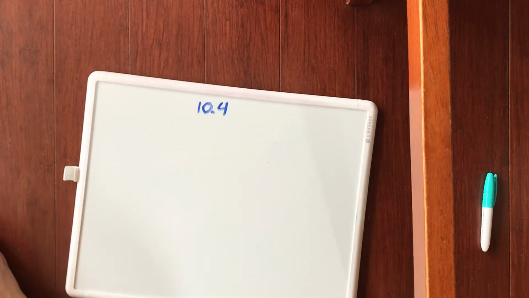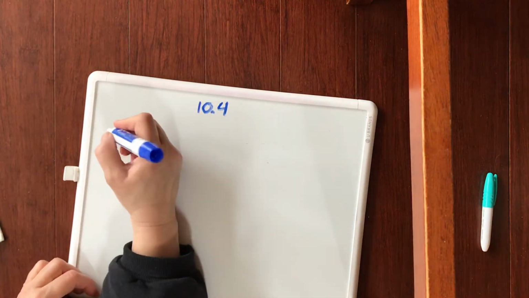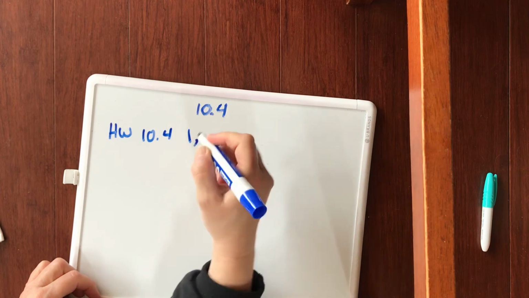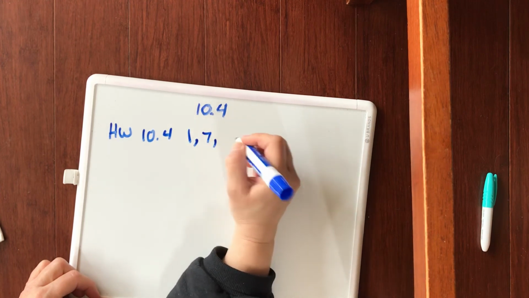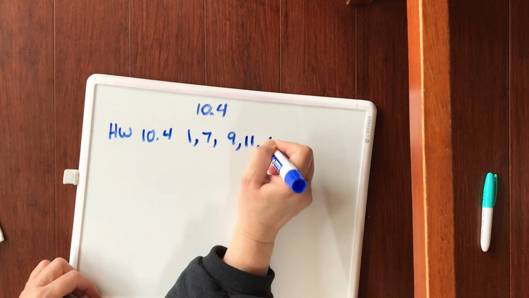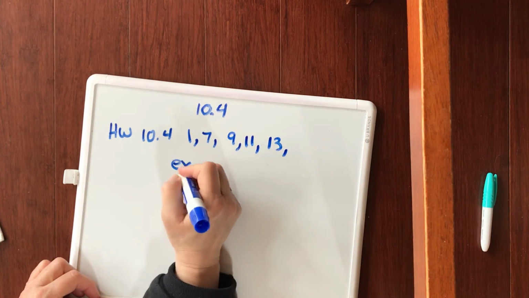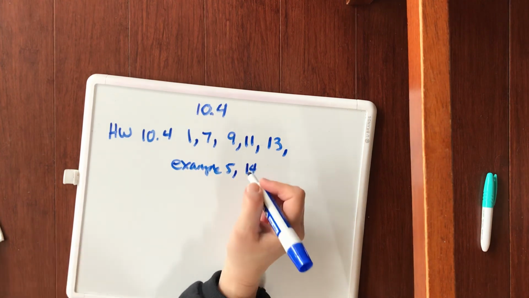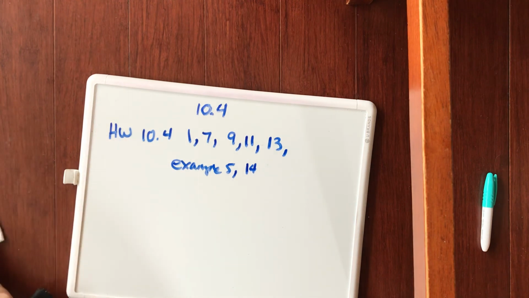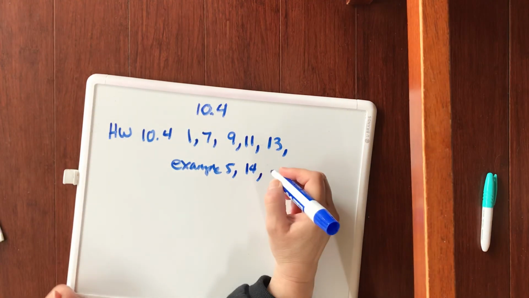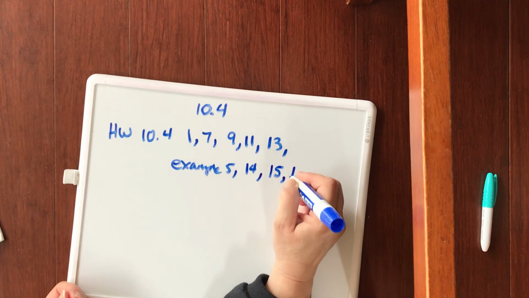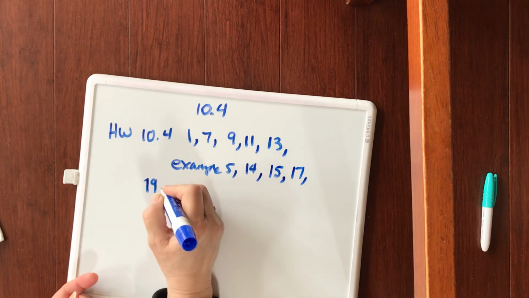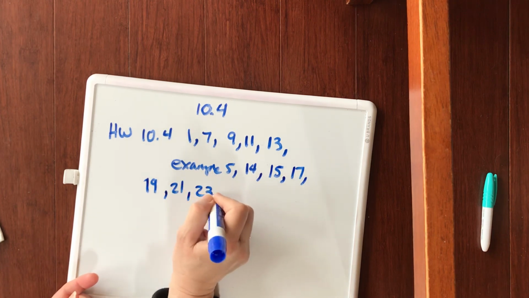Okay, so I'm going to write down your assignment right now. This is homework for 10.4. 1, 7, 9, 11, 13. Example 5 in the book. And then do 14. Okay, then do 15, 17, 19, 21, 23, and 31.